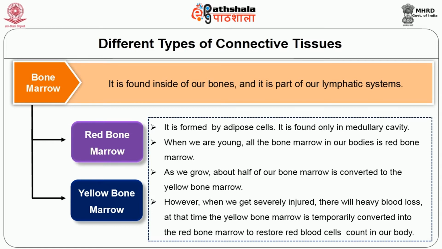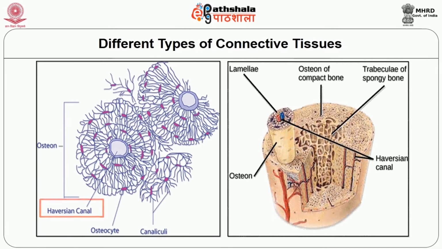If you look into the structure of the bone tissue, it almost looks like the cross section of a tree. The central circle, what you see on the slide in the figure, is called the Haversian canal, through which the nerves and blood vessels run. The Haversian canal is surrounded by rings of tissue called lamellae.